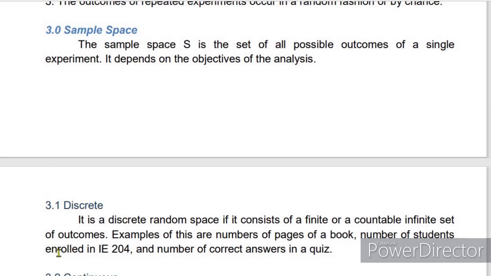Next, 3.1, discrete. It is a discrete sample space if it consists of a finite or a countably infinite set of outcomes. So we should remember that if we can count the number of outcomes, it is discrete. Examples of these are the number of pages of a book, because we can count them, the number of students enrolled in this class, and the number of correct answers in the quiz, because we can count them all.